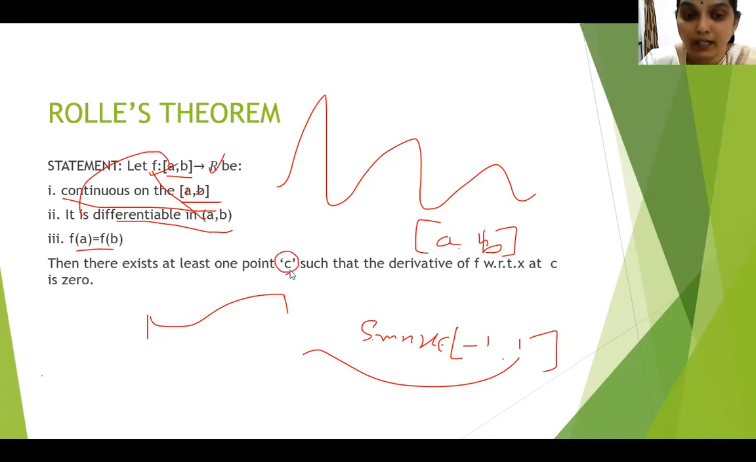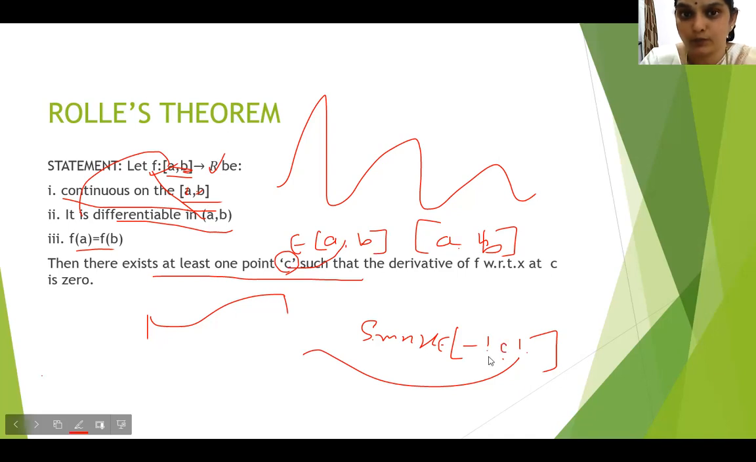There exists at least one point c within the interval (a, b). For example, here I took -1 and 1. Within that, I may take 0, or 0.5 or -0.5 like that, such that the derivative of the function f(x) with respect to x at c becomes equal to 0.